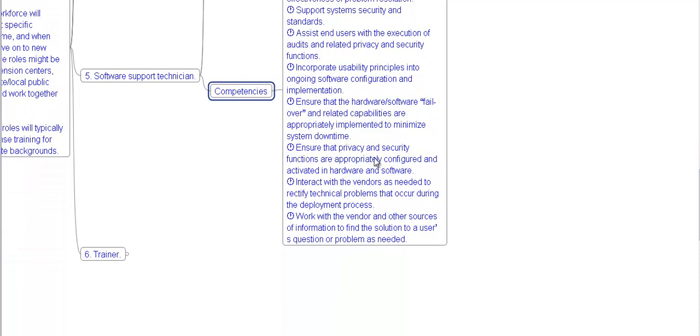Ensure that privacy and security functions are appropriately configured and activated in hardware and software. Interact with the vendor as needed to rectify technical problems that occur during the deployment process. Work with the vendor and other sources of information to find the solution to a user's question or problem as needed.